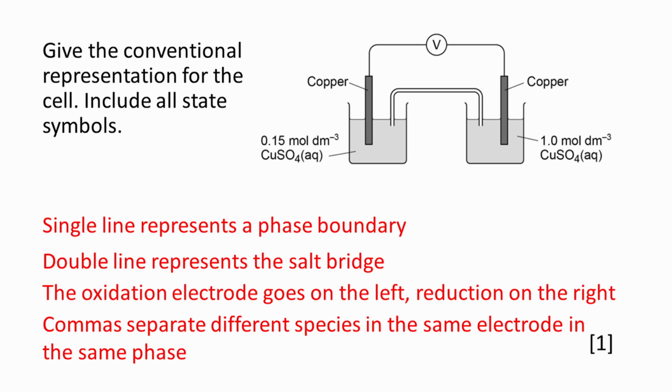The oxidation electrode goes on the left, the reduction on the right. Commas separate different species in the same electrode in the same phase. The conventional cell representation is given in blue. This is an unusual example because both half cells contain Cu2+ ions and a solid copper electrode.